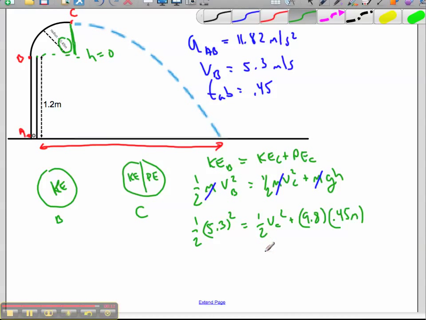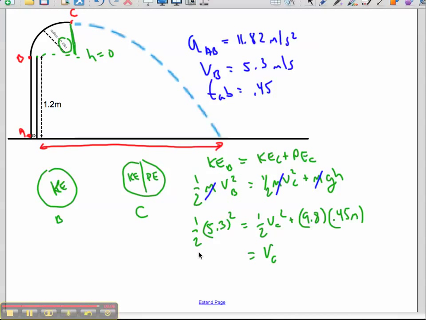That gets us V sub C to be... pick it up in the next segment.